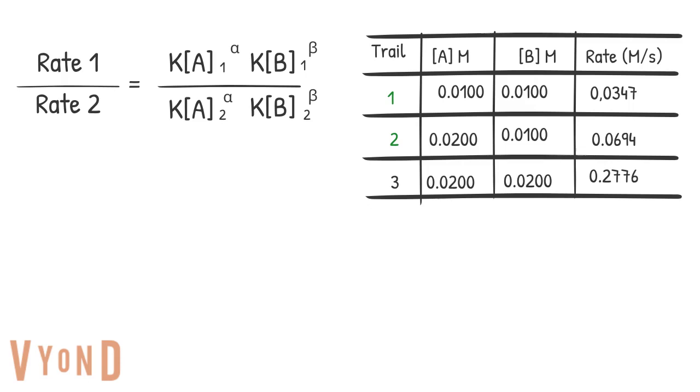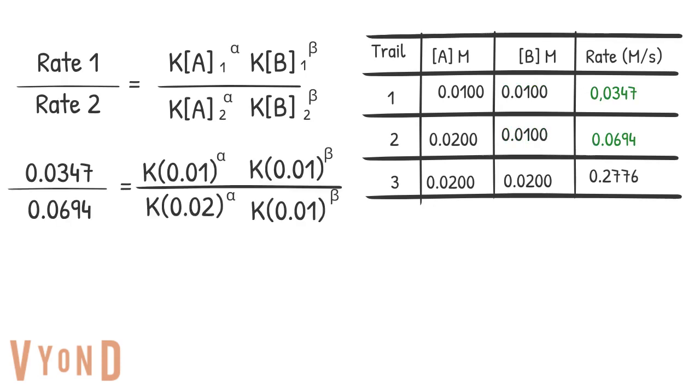Since there are two unknowns, we will pick trials 1 and 2 because they have the same concentration for reactant B, which would cancel out and we would be left with one unknown, which is alpha. So we will divide rate 1 by rate 2 and plug in the values for each of reactants A and B.